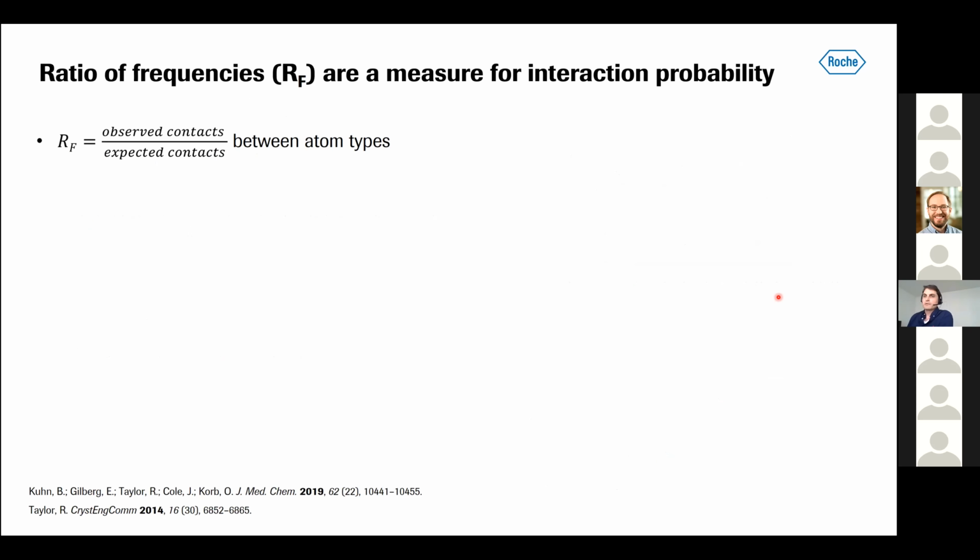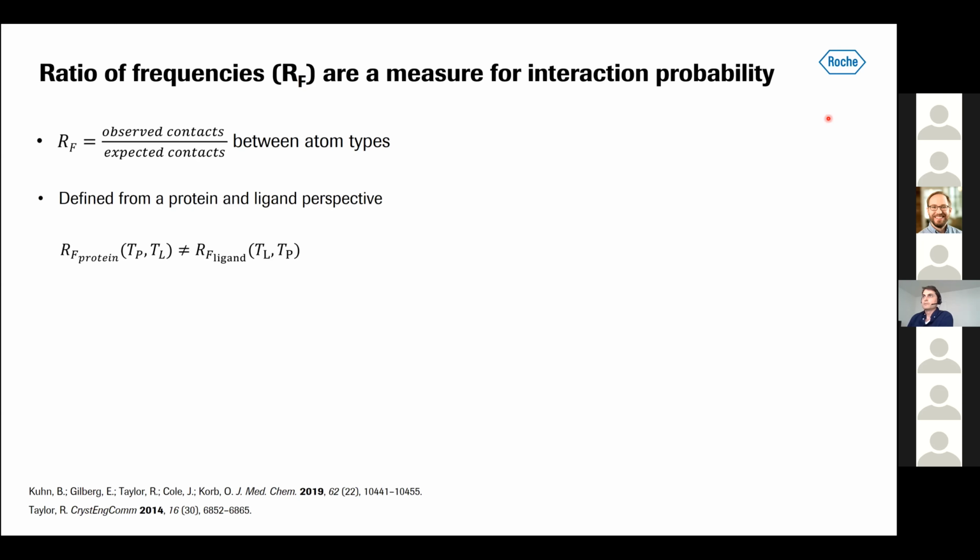To deal with all of these aspects, Robin Taylor developed the ratio of frequencies approach, which is basically a measure for the interaction probability between two atom types. And Bernd Kuhn later applied this also to protein-ligand complexes, and the rationale is simple. The ratio of frequencies is the number of contacts you observe in a database divided by the number of contacts you would expect. And I will tell you later a bit about how these expected contacts are calculated. Let me tell you a bit more about the RF.